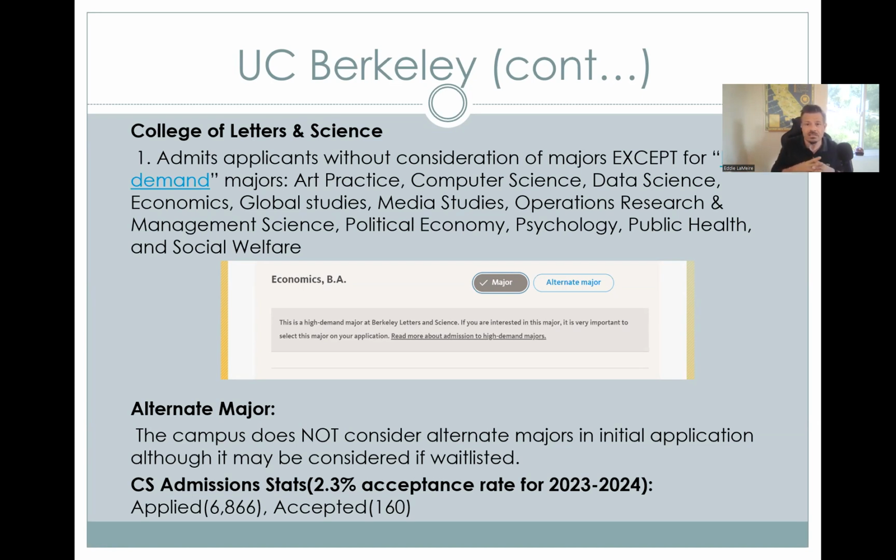And for something like this, the question I generally ask is, do you want to go to that major or do you want to go to Berkeley? If the answer is, I've got to go to that major, then apply to the major. If the answer is, I'd rather get into Cal and figure things out at that point, then you apply to something that's not a high demand major.